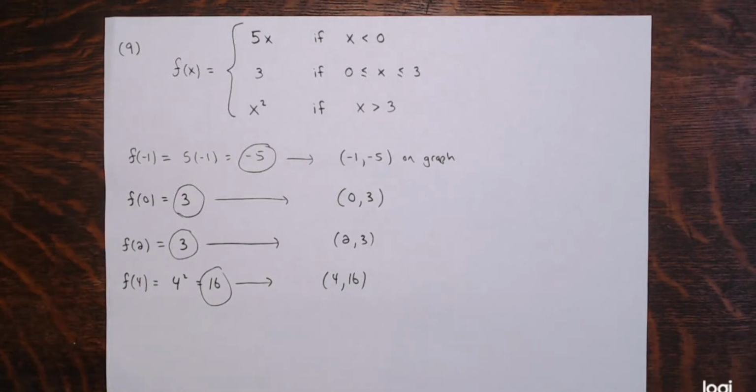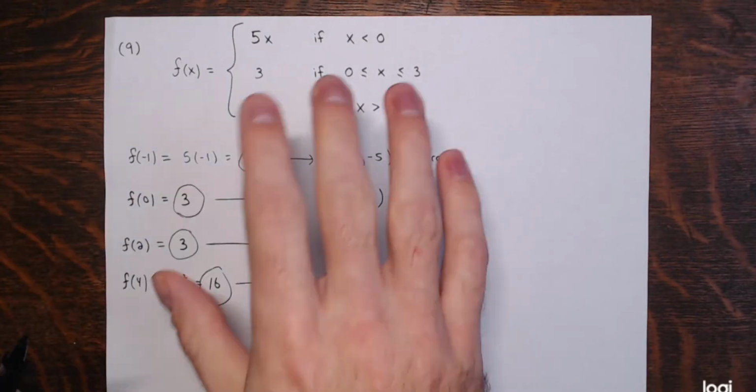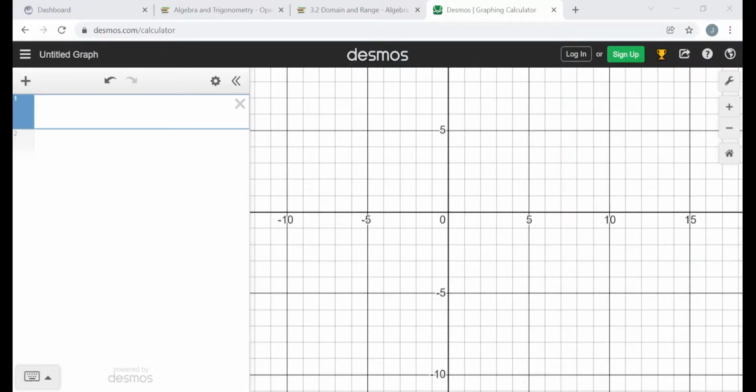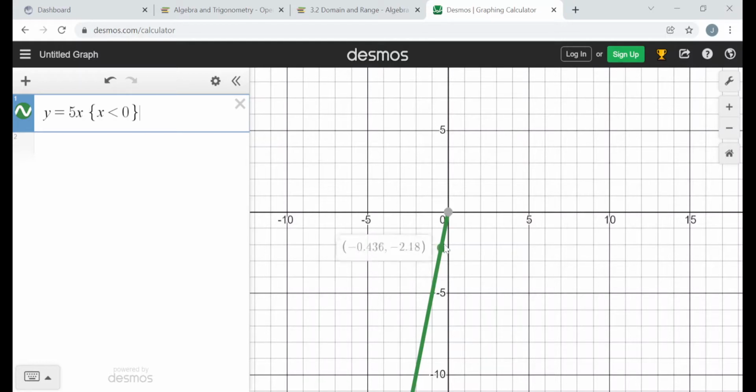That's what they wanted. And once again, I'm going to verify that these points are actually on the graphs of these pieces in Desmos. So the first piece, y equals 5x, but only the part of it where x is less than 0. All right, so there should be a hole, an empty point at 0, right? 0 is not actually part of that domain. You can see there's a hole at the origin on that first piece.